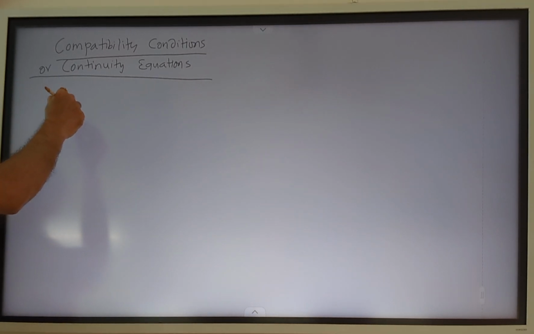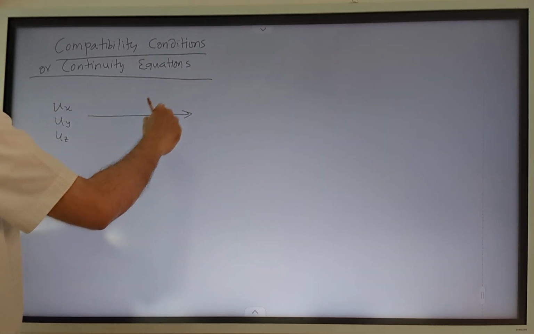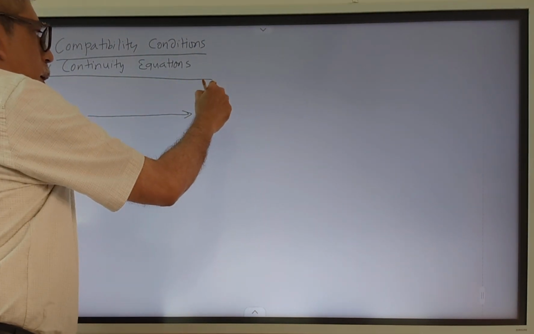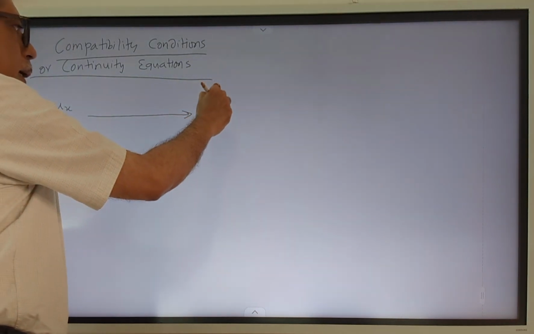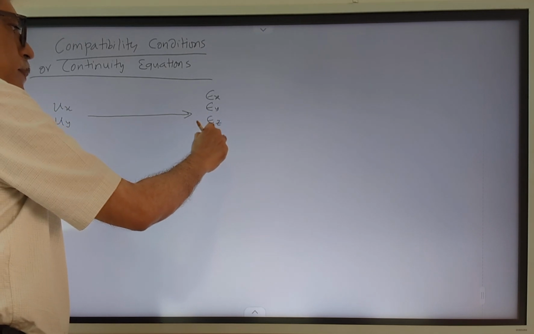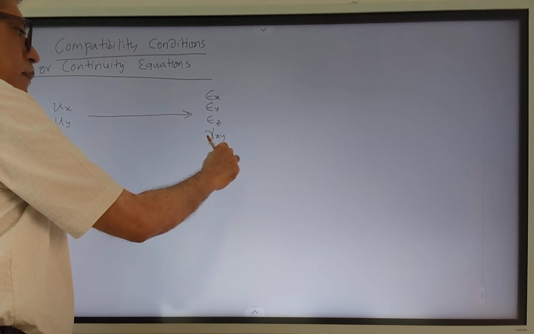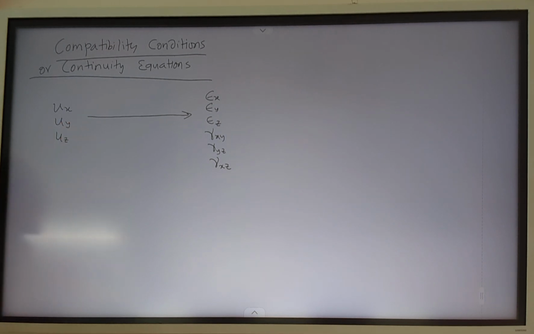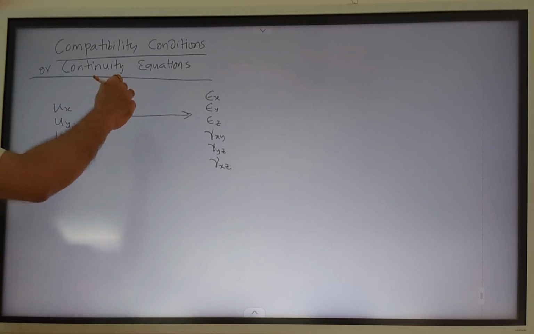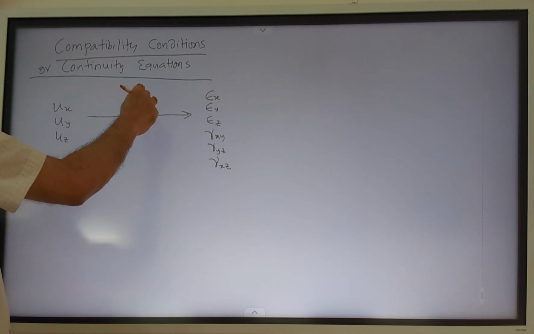So what we have seen is that if you have the displacements ux, uy and uz, by using the Cauchy's strain displacement equation, you get the strain state at any point which is defined in terms of 6 strain components. So that is simple enough. If you know the displacement field, you can take the partial derivatives and obtain the strain field. So this is by taking derivatives.